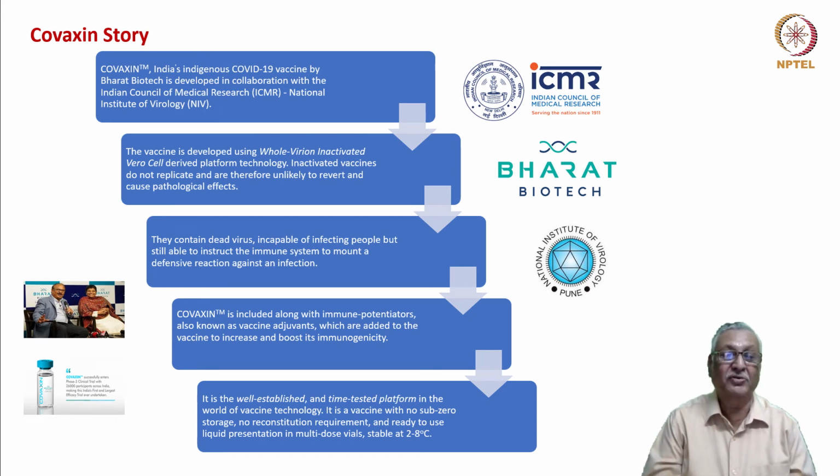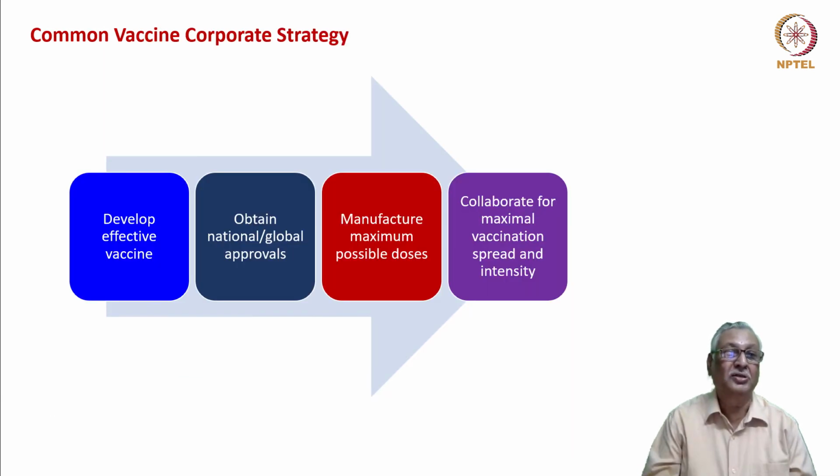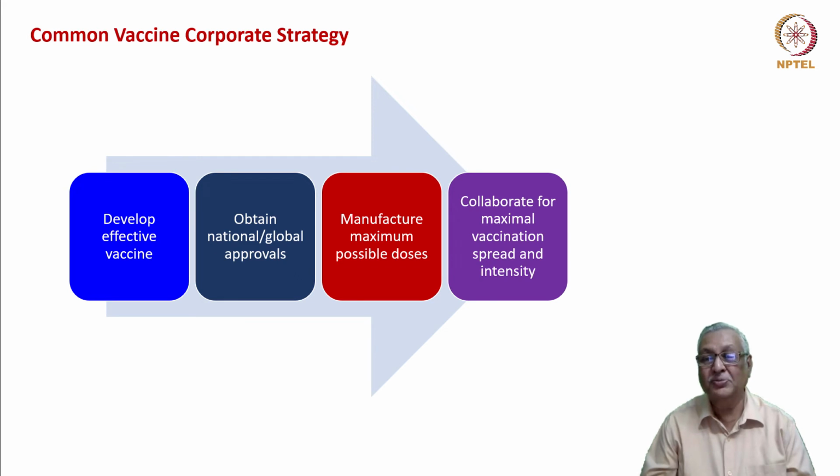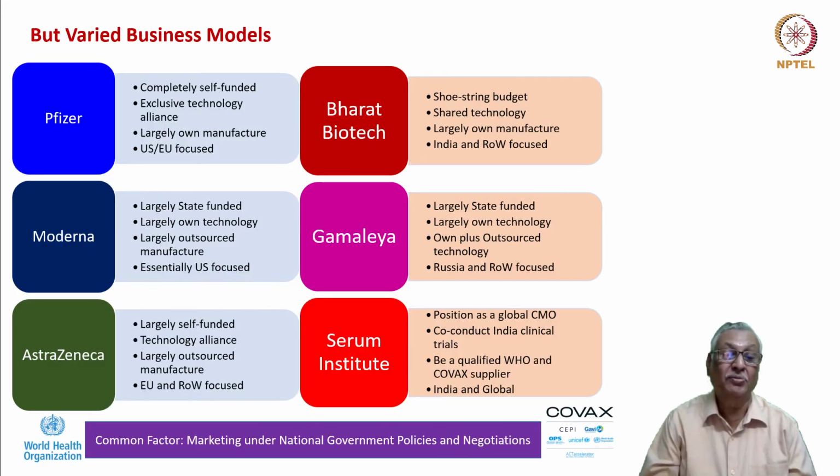Krishna Yella and his wife are the founders of Pfizer-BioNTech and the brains behind this story. There has been one common vaccine corporate strategy adopted by so many companies with so many developmental platforms. First, develop an effective vaccine, obtain national and global approvals, manufacture the maximum possible number of doses, and collaborate for maximal vaccination spread and intensity across the globe. But all of these companies adopted varied business models.